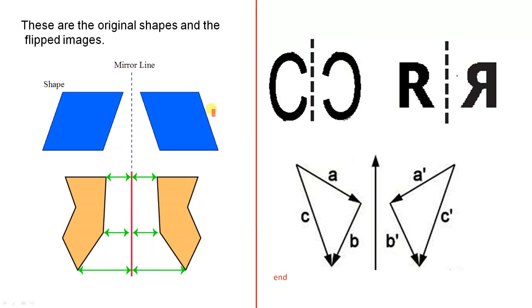So there's the answer there. Flipped from there to there. That's been flipped from here to there. The C has been flipped. The R has been flipped. And that triangle has been flipped across there. So this video has introduced the concept of flipping, and it's the same or similar to reflection in a mirror.